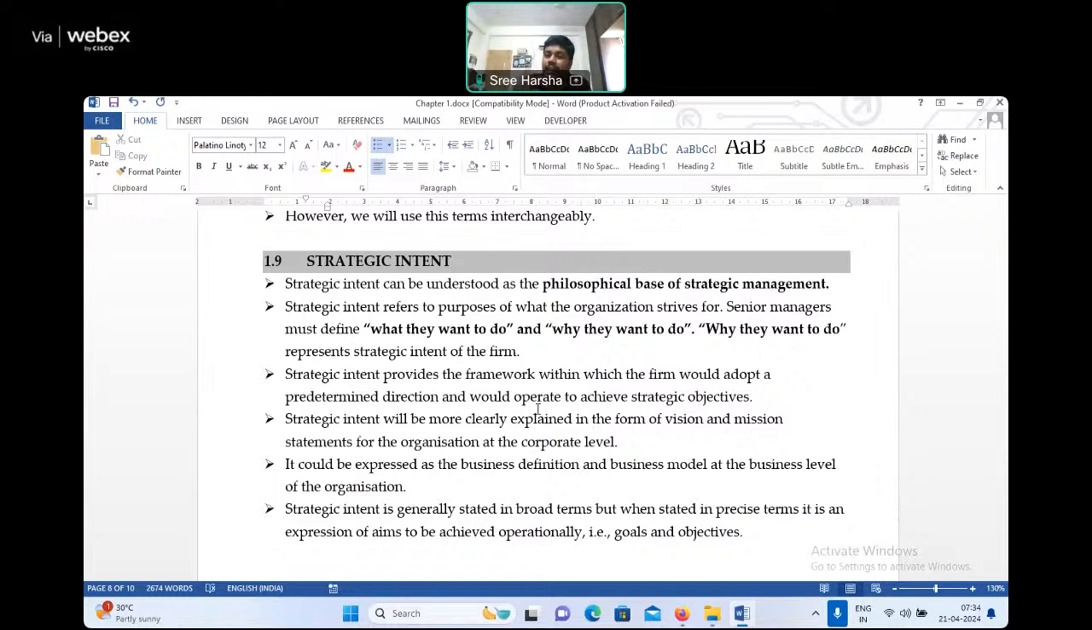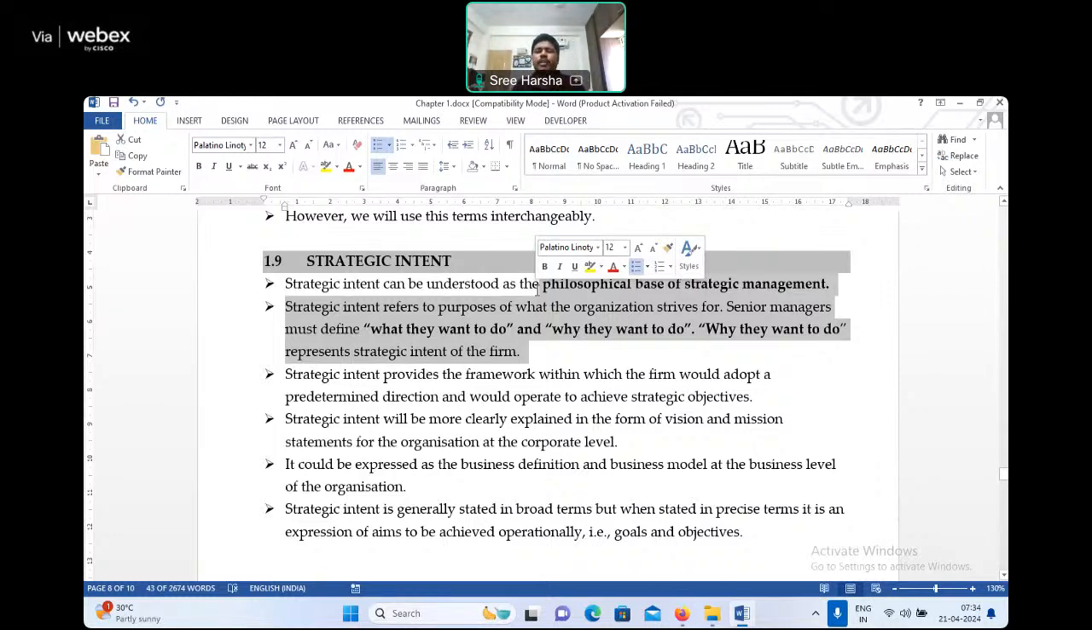The entire objective, entire vision, everything comes from the strategic intent. Intent is nothing but the core philosophy which the management believes, the core philosophical base for the entire strategic management. Why do we exist? What do we want to do? This will be answered at this particular level. Based on this strategic intent only, our vision will come.